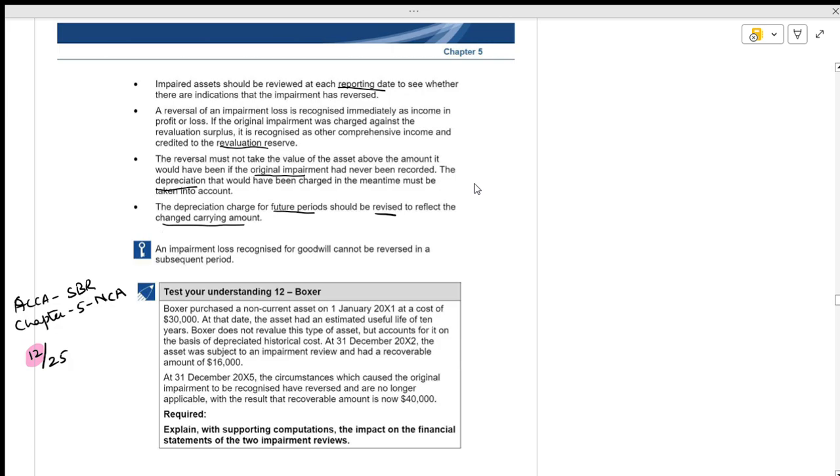Now, most importantly, we have to be a little bit careful. An impairment loss recognized for goodwill cannot be reversed. With this point, we have to be very cautious.